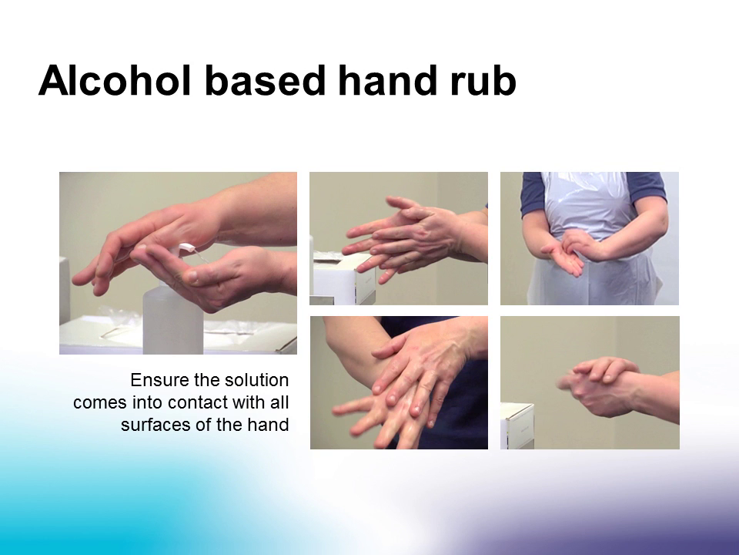To correctly use alcohol-based hand rub, dispense the amount of rub recommended by the manufacturer onto dry hands. Rub your hands together so that the solution comes into contact with all surfaces of your hands, making sure that your thumbs, the tips of your fingers, the webbing between your fingers and your wrists are covered with the alcohol-based hand rub. Continue to rub the solution into your hands until it is evaporated and your hands are dry.